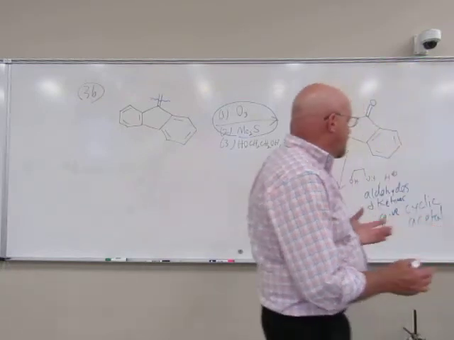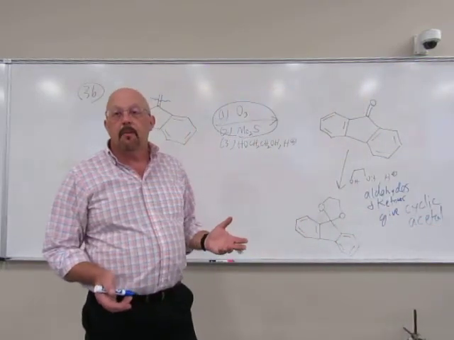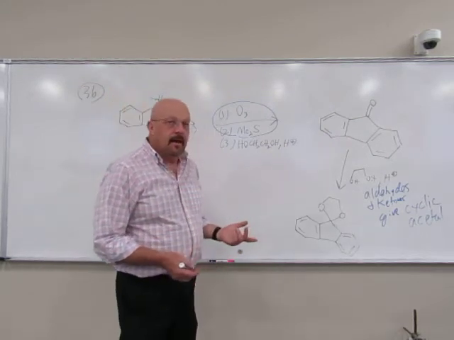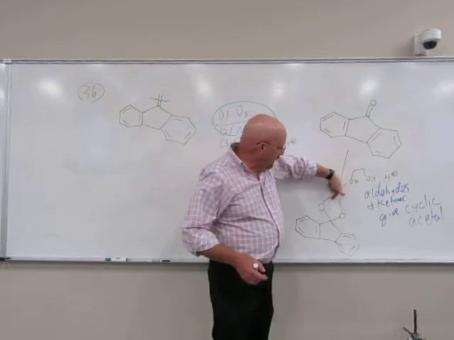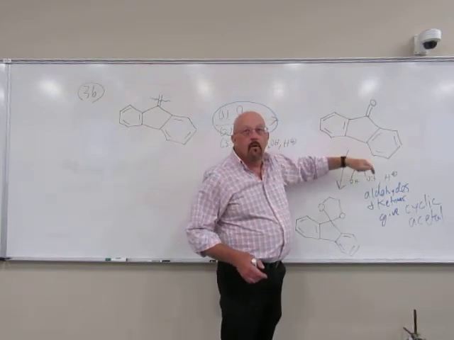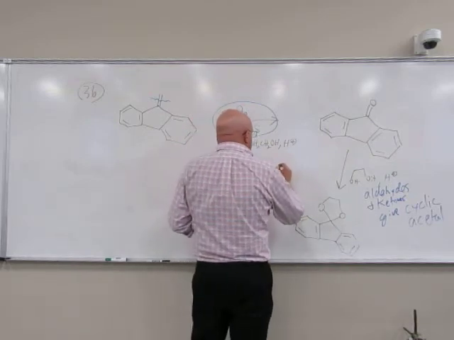Now, most of our examples, I did have somebody come and ask me about this, one of the homework questions. The examples I did in class, the cyclic acetals that we made had 2 carbons here for the diol. You can also do 3 carbons.